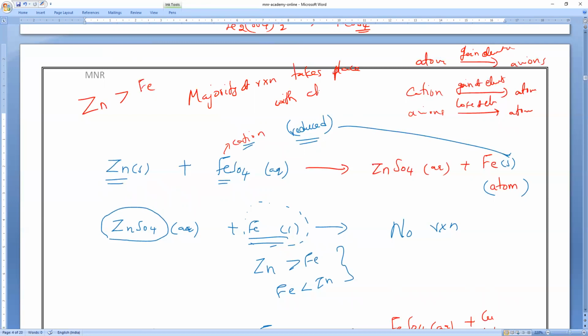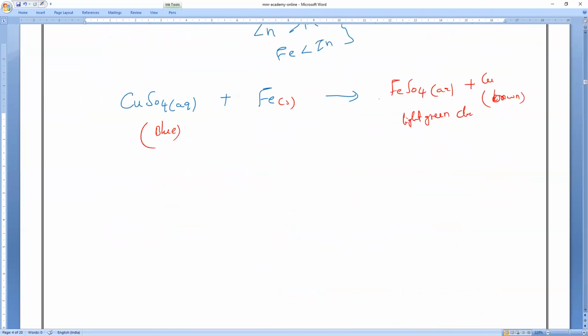Taking place with change in color. Please note it. So in displacement reactions, one of the changes is a change in color. Have we noticed it or not? Everybody respond. Okay. So FeSO4 is light green color, plus copper will come.